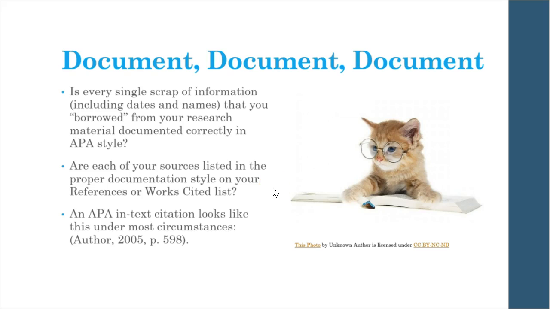And are each of your sources listed in the proper documentation style on your references or works cited list? And a lot of people have been using the software that documents for you, and you still need to double check and make sure that software is actually using the format correctly. So you would still need to look at your handbook or the Purdue OWL to double check. And an APA in-text citation looks like this under most circumstances. If there is no author listed on your piece, then you should put the shortened article title in place of the author's last name.